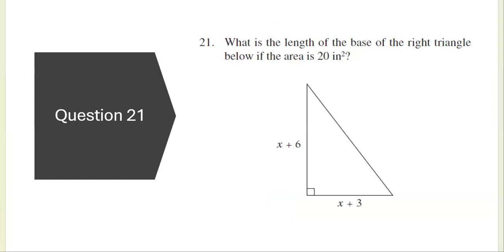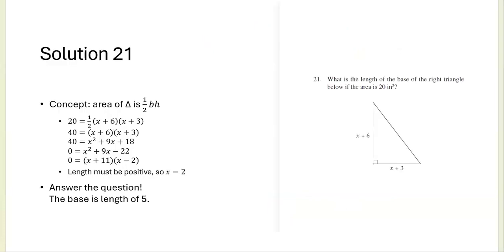What is the length of the base of the right triangle below if the area is 20 inches squared? Okay. What's the formula for area? Half the base times the height. Base is x plus 3. Height is x plus 6. We need to solve this quadratic. Luckily, it's factorable. So you can go through the math that I wrote down. So our solutions are x is negative 11 or x is 2. Length must be positive, right? So we choose x is 2.